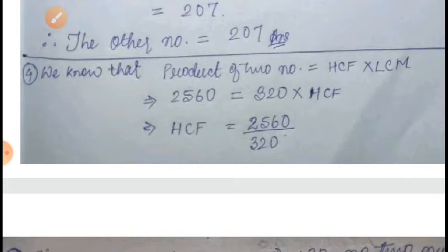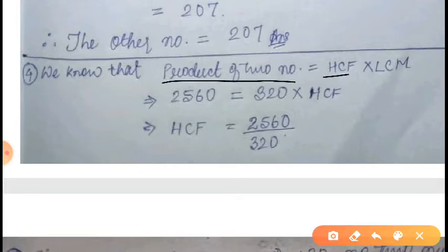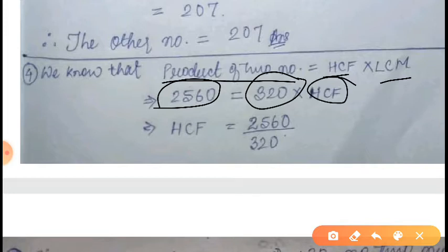As we know, the product of two numbers is what? SCF into LCM. As you can see here, the product of two numbers is SCF into LCM. So the product of two numbers is 2560, the LCM is given as 320, and we have to find out the SCF. So when you cross multiply, it will come like this.